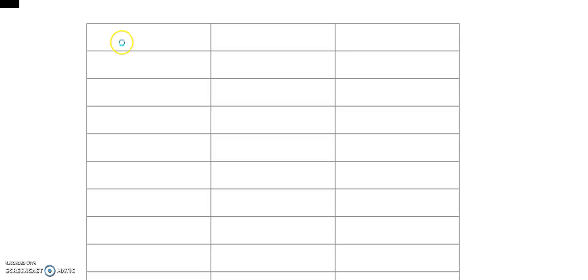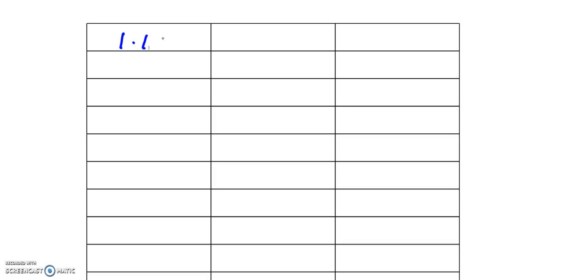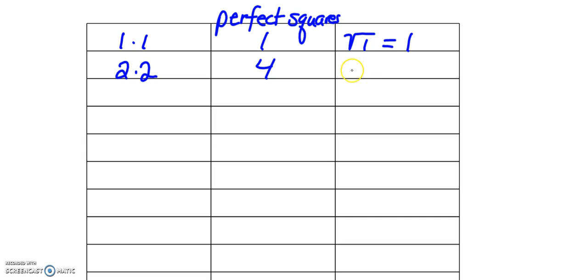So let's make a list of some perfect squares. So if I have the number 1, if I take 1 times 1, I get 1. Therefore, 1 is a perfect square. And the square root of 1 is what number times itself will give me 1, which would be 1. If I take 2 times 2, I get 4. These are my perfect squares. And the square root of 4 is 2, because 2 times 2 is 4.